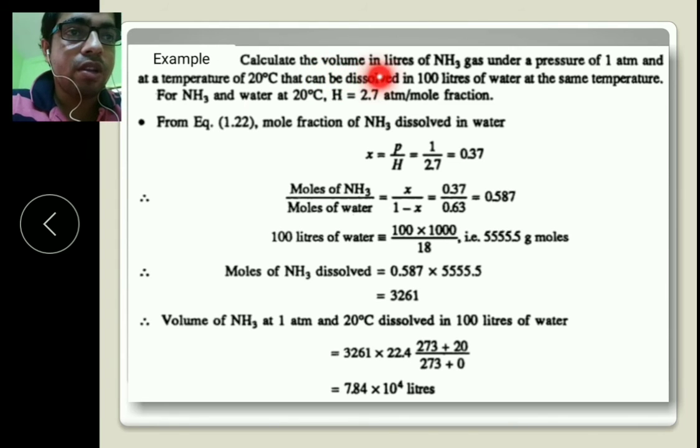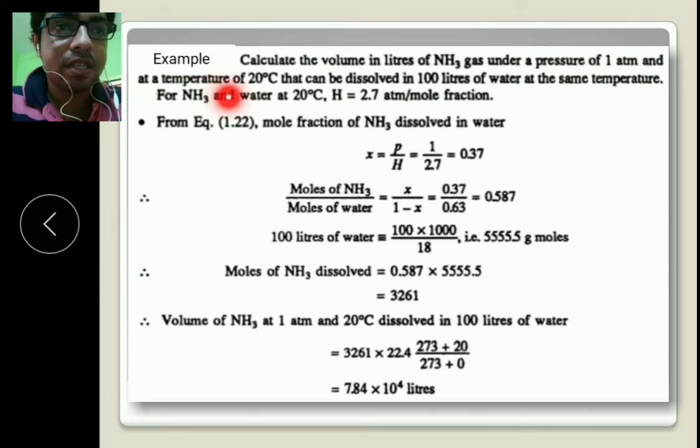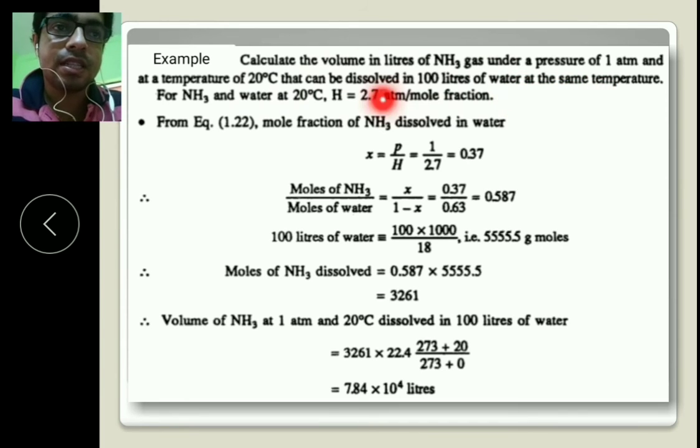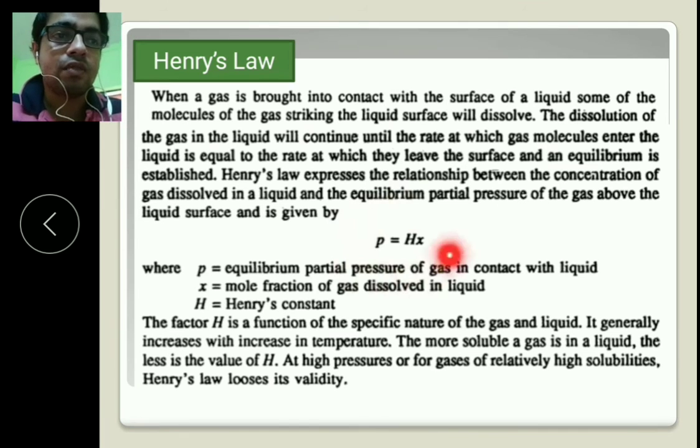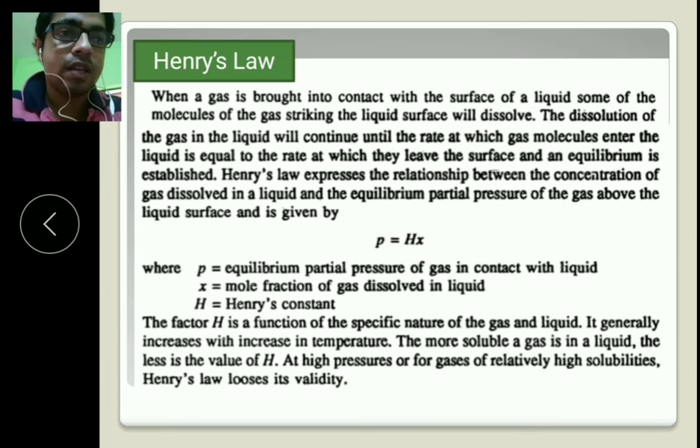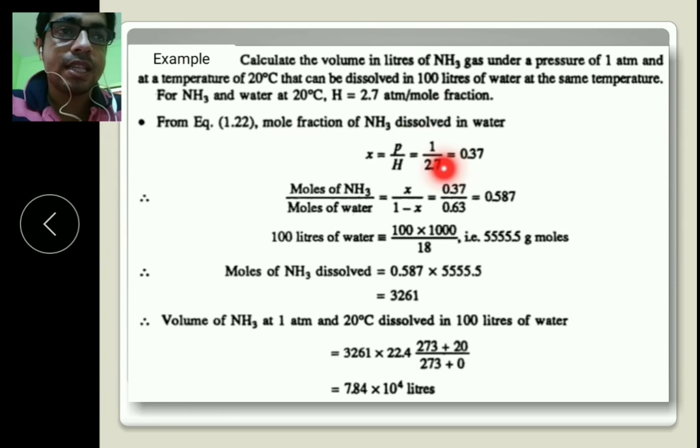Calculate the volume in liters of ammonia gas under a pressure of 1 atmosphere and temperature of 20 degrees centigrade that can be dissolved in 100 liters of water. The temperature is the same for ammonia and water, and H is given as 27. For ammonia dissolved in water, X = P/H from this formula. P is 1, H is 27, so X is 0.037.